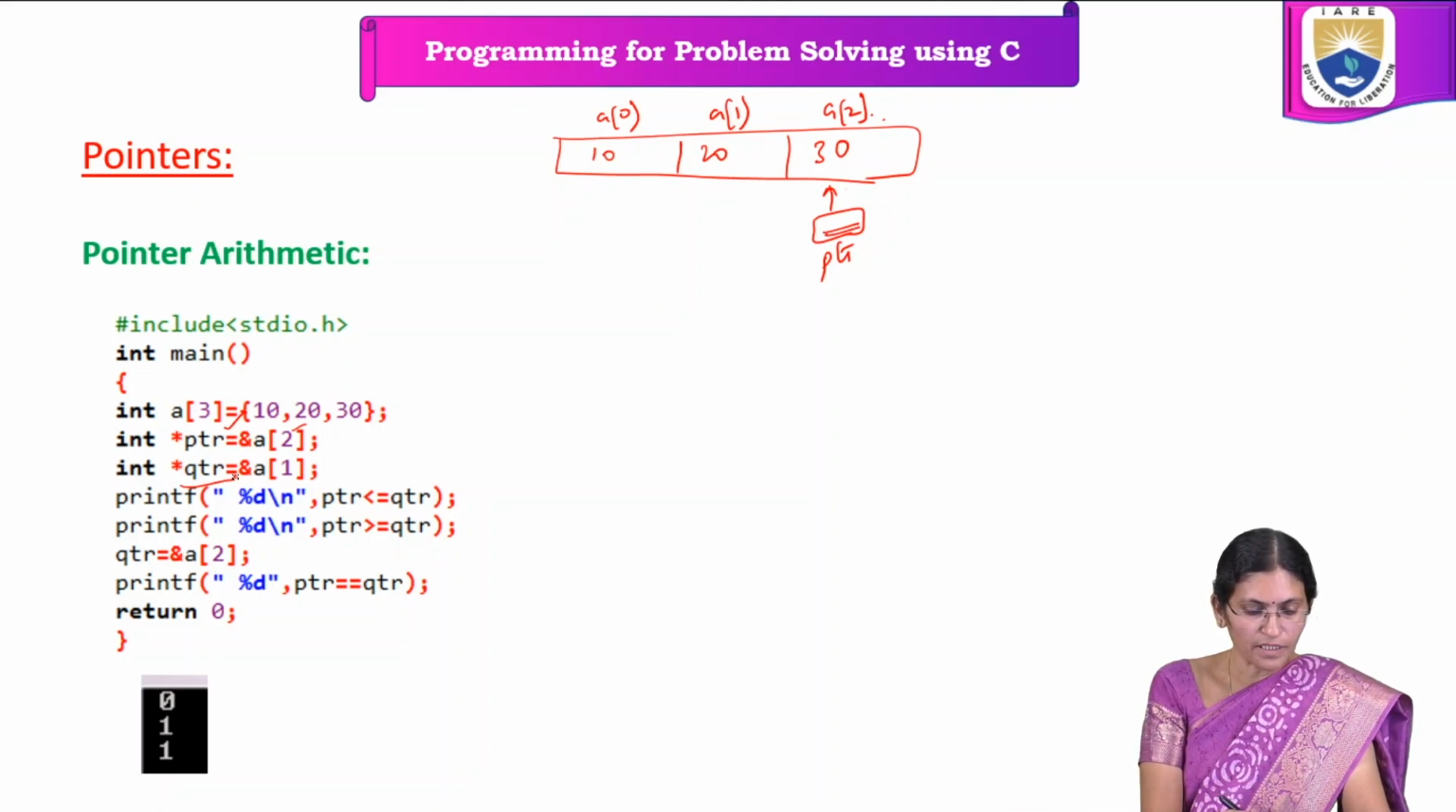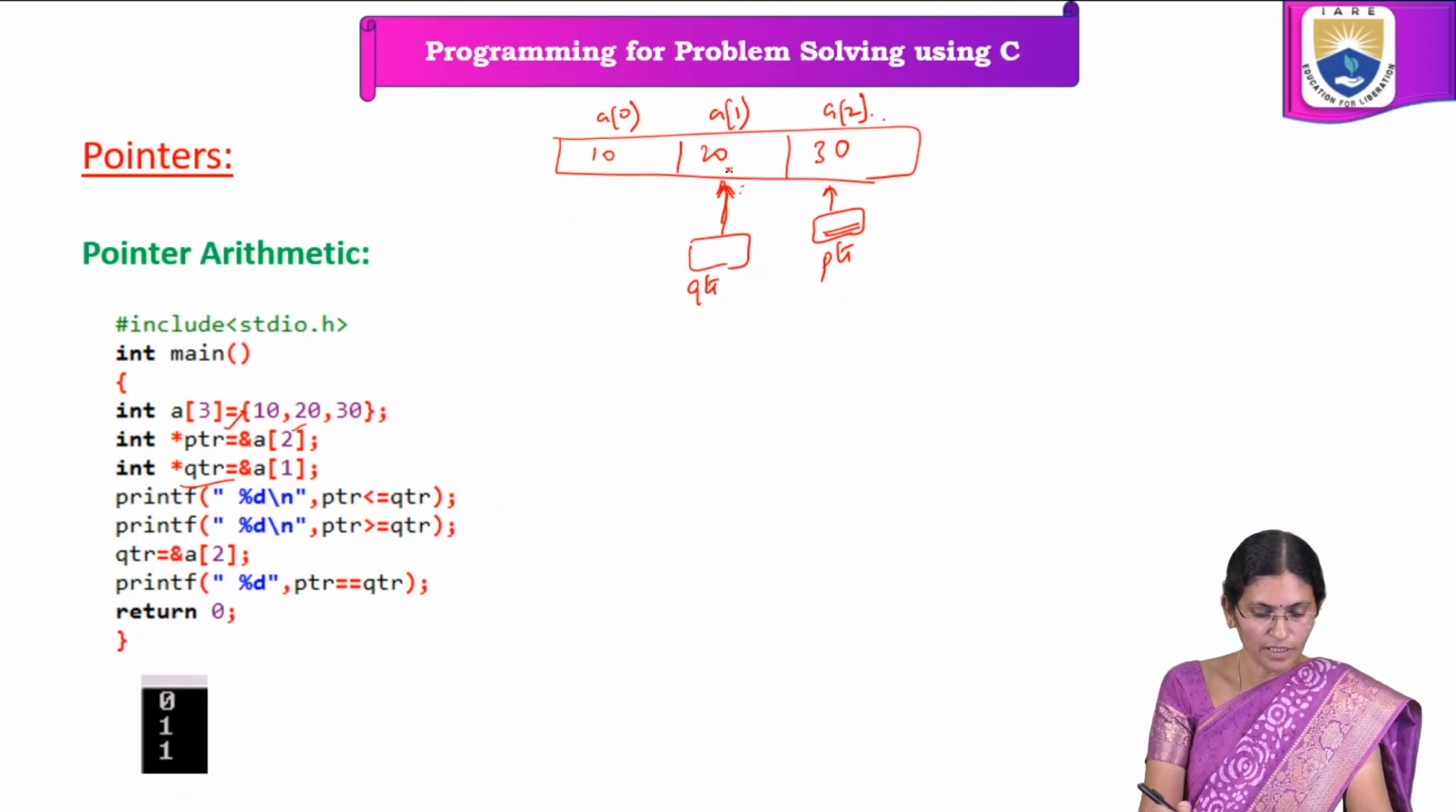We have declared another pointer variable qtr. It is storing the address of the second element of the array. That means it is pointing to the second element of the array.